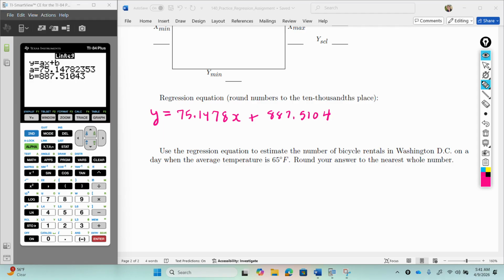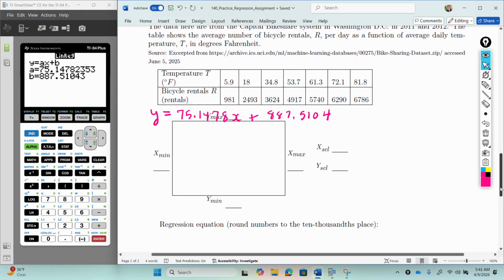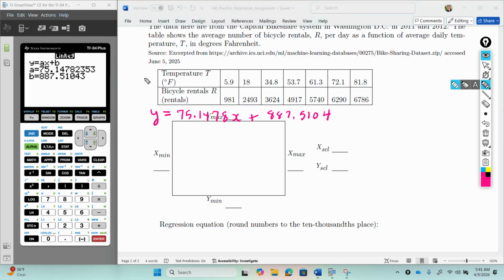Your calculator gives you the regression equation in x and y. That's not how the department wants you to write it up, because at the very beginning of this lecture, yes, these are our x values that we put in list 1, and these are our y values that we put in list 2. But notice that these are using different letters. So what we need to do is we need to write our regression equation with the letters in the chart. So instead of Y, we're going to use capital R.